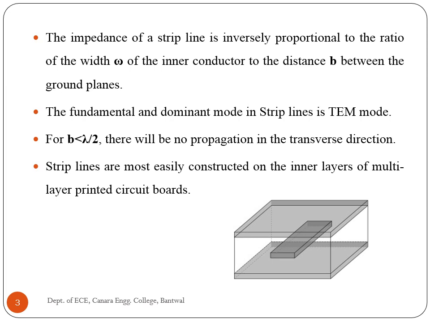The impedance of a strip line is inversely proportional to the ratio of the width W of the inner conductor to the distance B between the ground planes. Strip lines are most easily constructed on the inner layers of multi-layer printed circuit boards.